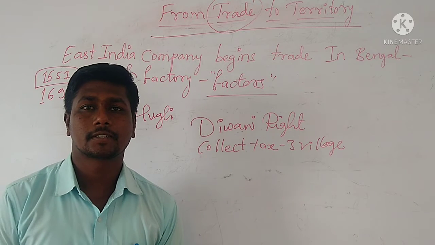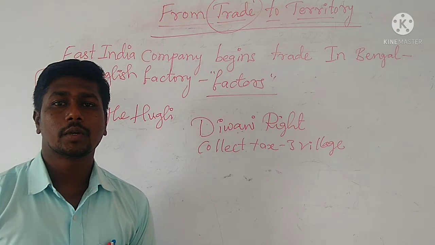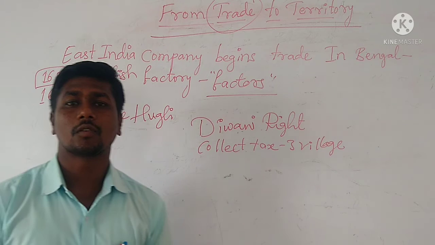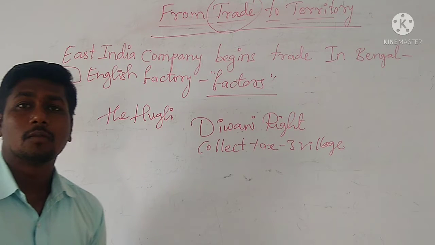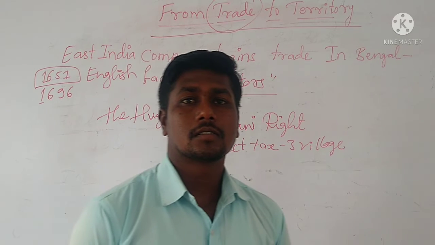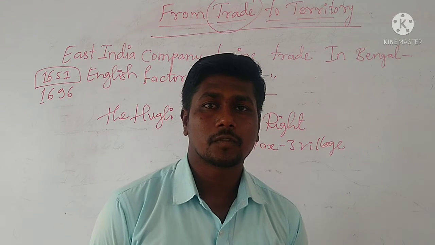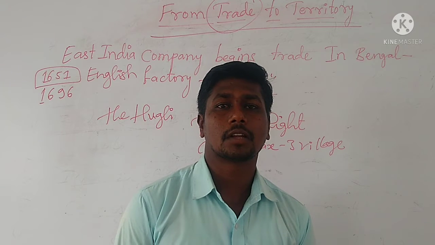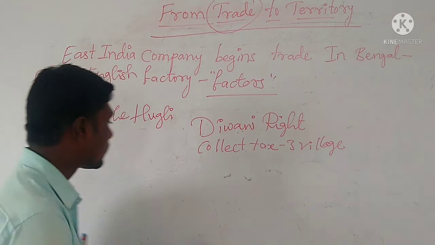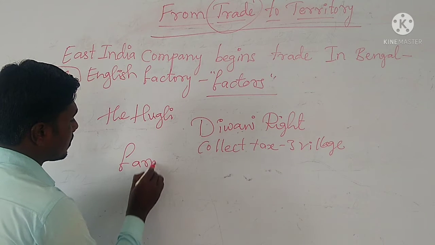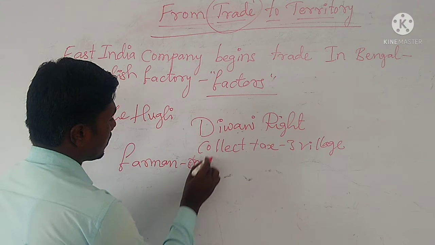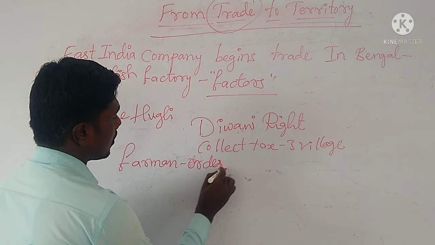And then after a few years, what happens here? Important point. After a few years, the Mughal emperor, I told you the last strong emperor of the Mughal Empire was Aurangzeb, right? Aurangzeb issued a farman. What do we call it? Farman. Farman means order.